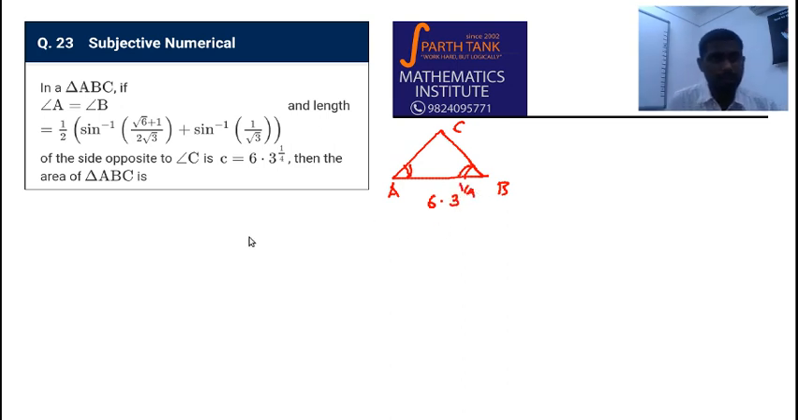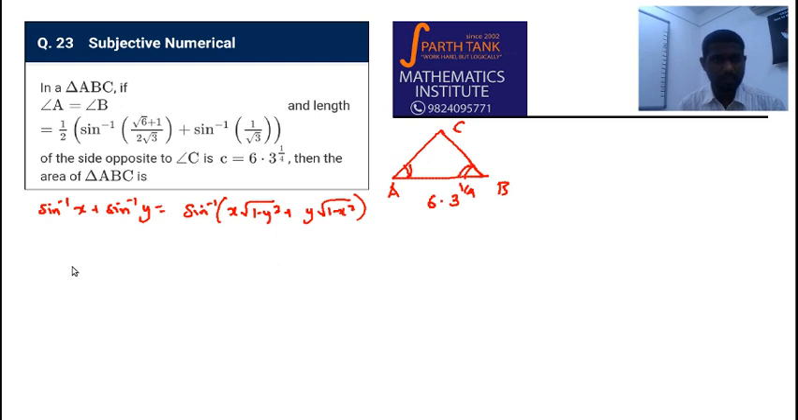Now let us solve for angle A and B. Let us solve for this expression. Do you still remember that sine inverse of x plus sine inverse of y is nothing but sine inverse of x into square root of 1 minus y square plus y into square root of 1 minus x square. Here this is going to be tricky, to square this and all that. Let us do it very carefully. So keep this half outside, and I am going to just simplify this whole bracket.